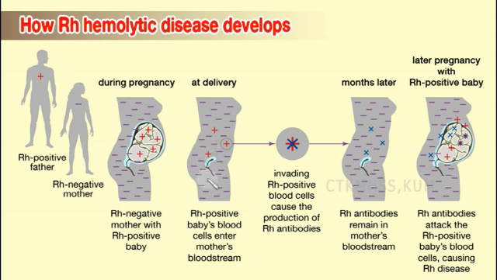So, an RH negative mother with an RH positive baby. The RH positive baby's blood cells enter the mother's bloodstream. The invading RH positive blood cells cause the production of RH antibodies. Now the mother's body will start producing antibodies against the RBC of the fetus. RH antibodies remain in the mother's bloodstream.